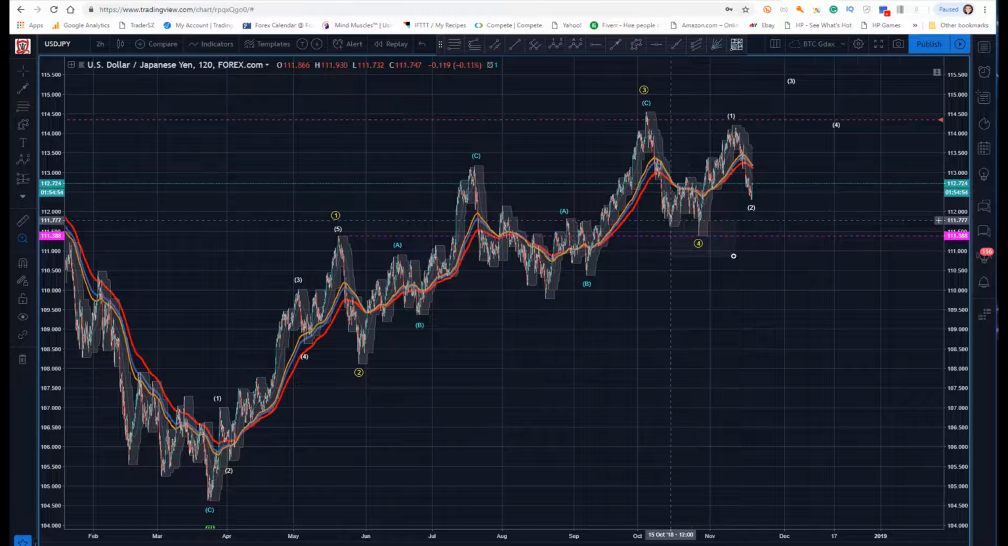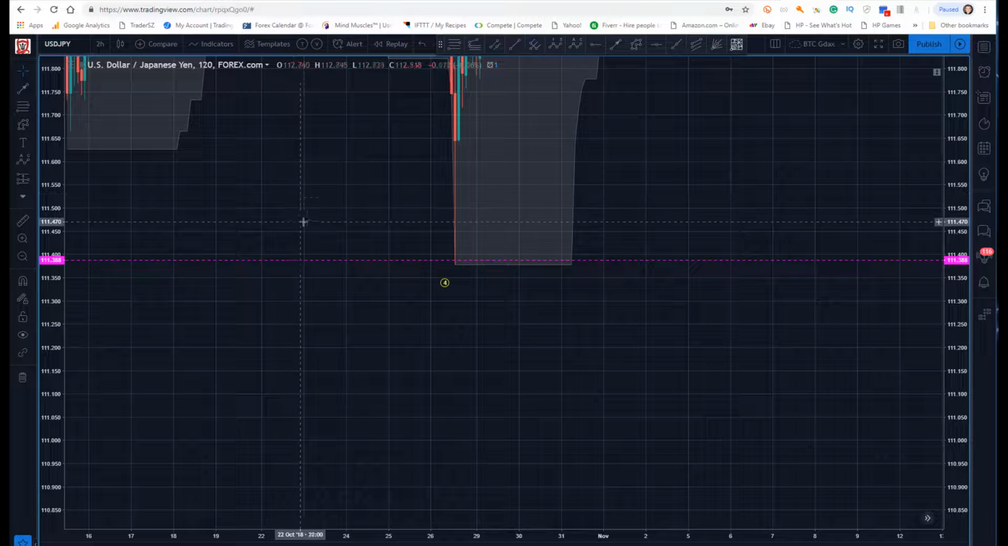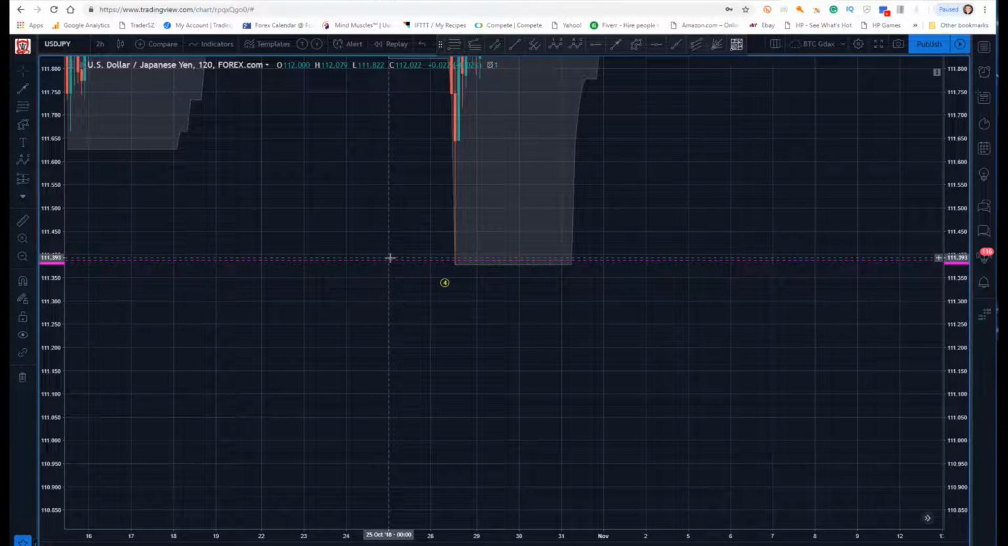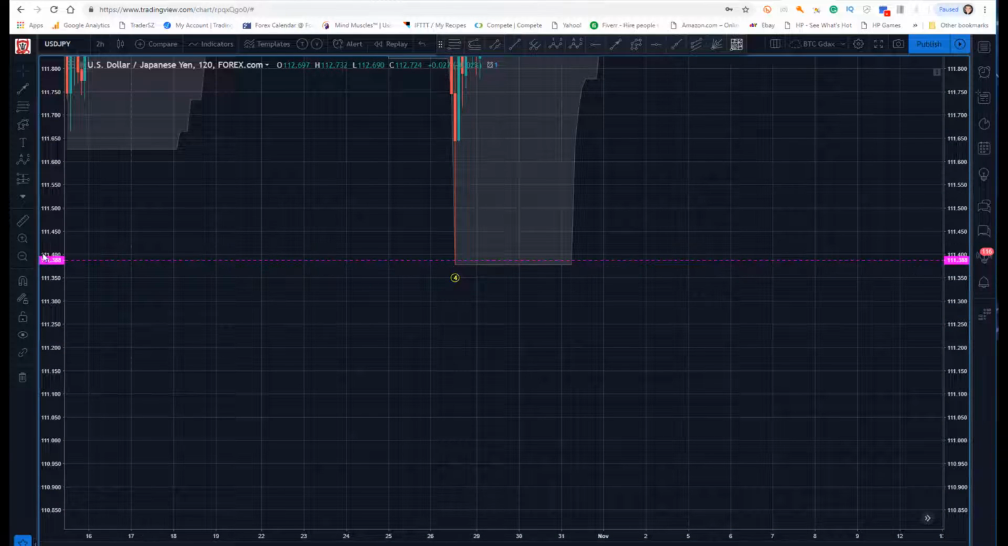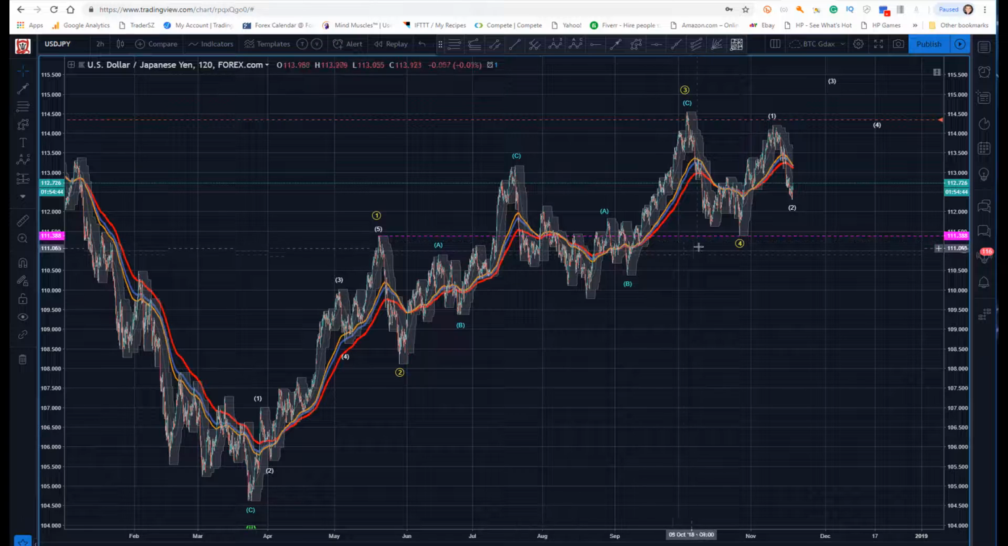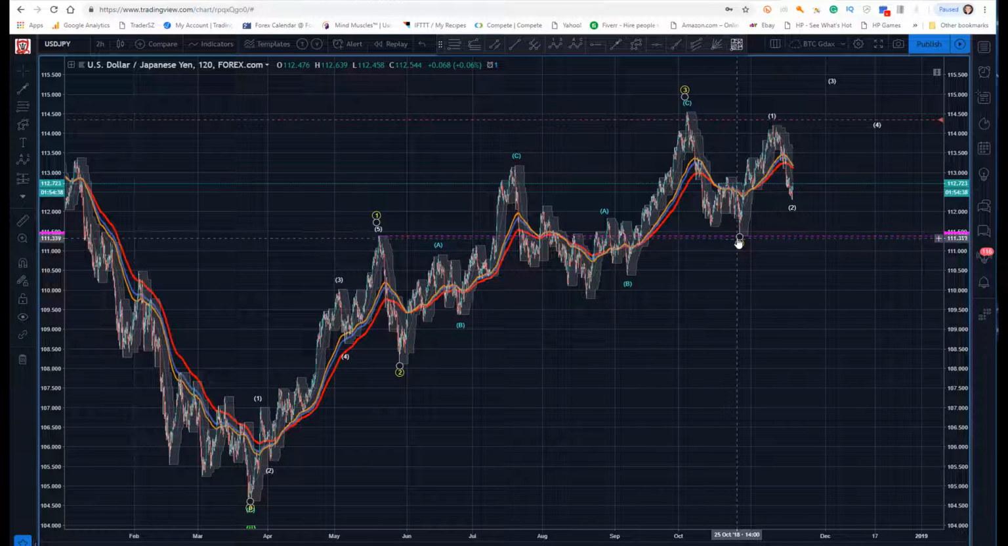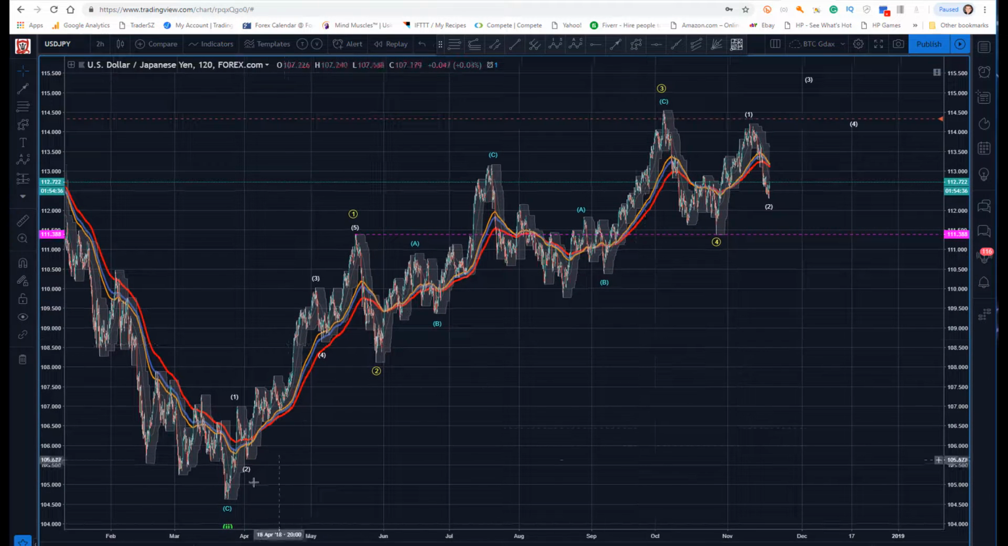So if we go down here to the absolute, we just zoom in on it here, you can see it breaks it just enough. That's all it needs. All right, so I like this as the 4 of a diagonal here because in a diagonal, the 4 must overlap the 1. Can be that small, can be a tick. So you lean into this count as a 1, 2, this ABC starts to fit better.